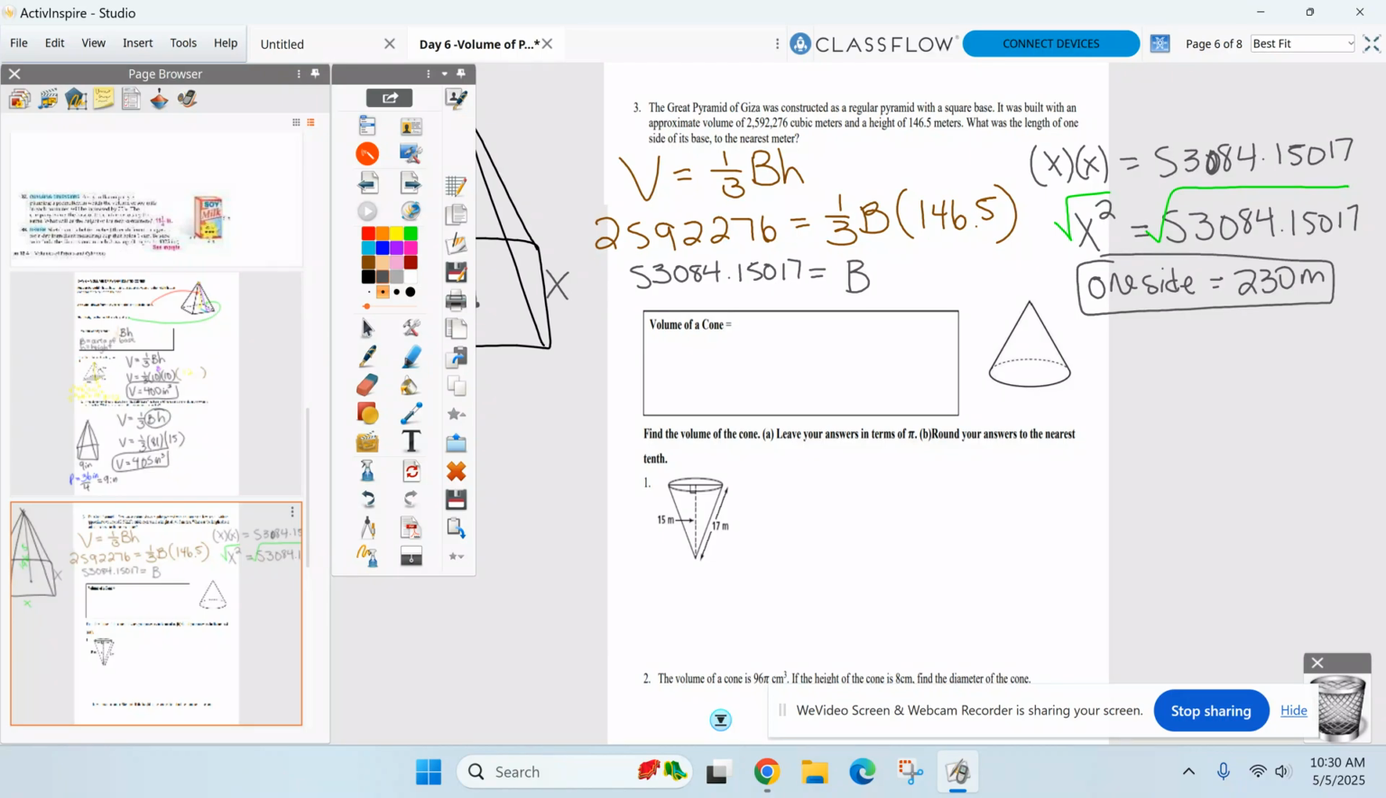One mistake I do see, a lot of kids will take this 53,000 and divide by 4. Sure, if it was the perimeter, yes. Okay, so know what you're finding. This is the area of the base, so that's why I went length times width and not divided by 4. Questions with the pyramid before we go to cone?